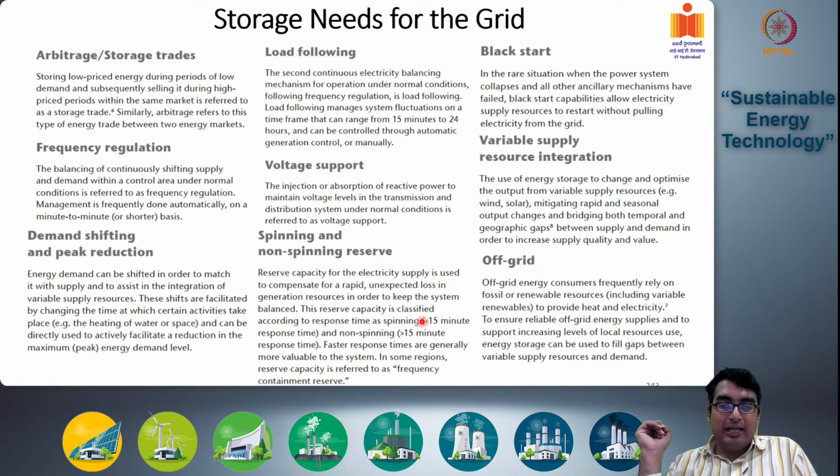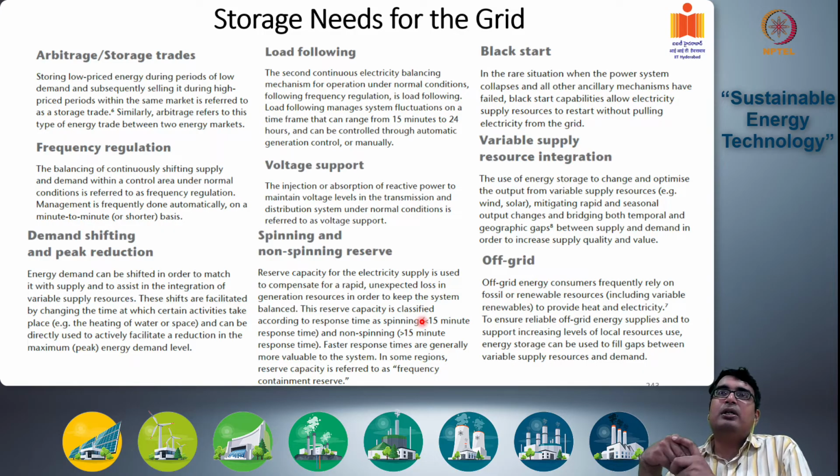Faster response times are generally more valuable to the system for obvious reasons. In some regions, reserve capacity is referred to as frequency containment reserve. So that is controlling the frequency, not letting the frequency go out of hand. You need both spinning and non-spinning reserves.